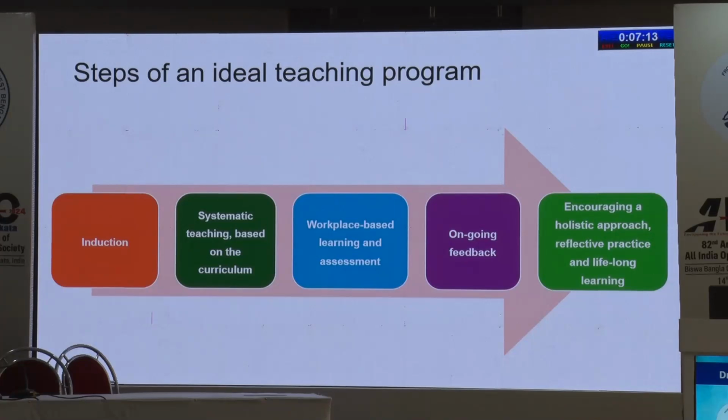So all of us are part of some teaching program, and if we had to ideally structure it, like has been shared by Padma Malini ma'am, you would have an induction program where you're setting context as to what the trainee can expect during the tenure of that program. Then there is some systematic teaching that happens. There is a framework, there is a schedule, and this teaching, the topics or whatever is being taught, is based on a particular curriculum. In between is an area that possibly we sometimes miss, which is workplace-based learning and assessment.